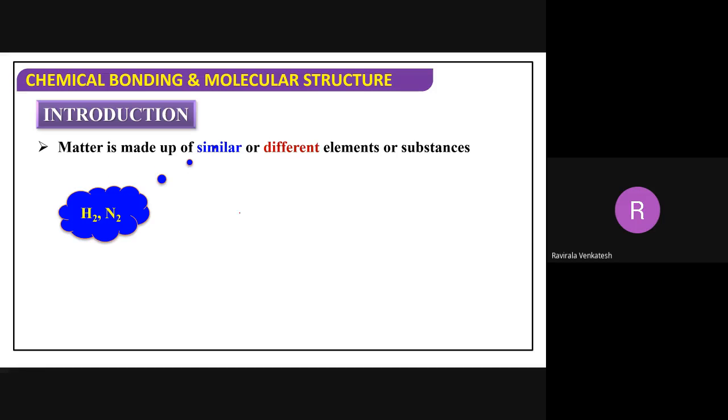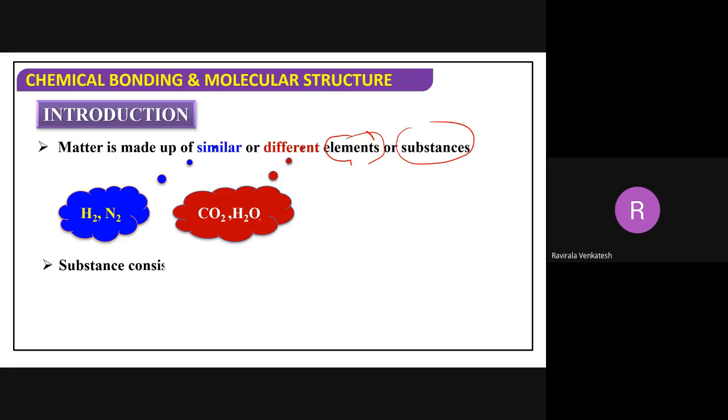Now, matter is generally made up of either elements or substances like these. Many substances, for example, hydrogen, nitrogen, carbon dioxide, water. Matter is made up of substances consisting of the same atoms. For example, hydrogen. Hydrogen is called an element. Atom is a single one, but element means the same type of atoms are consisting. Then they are called an element, isn't it?